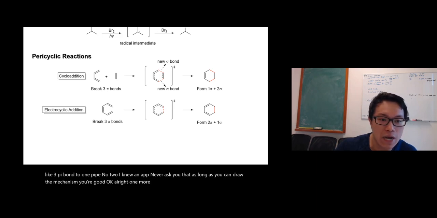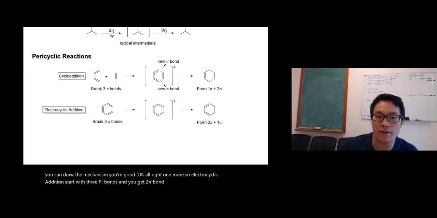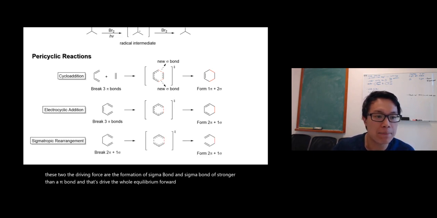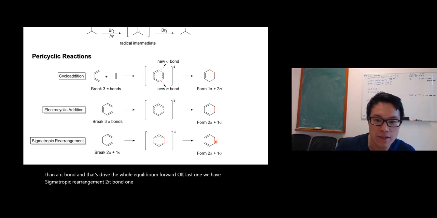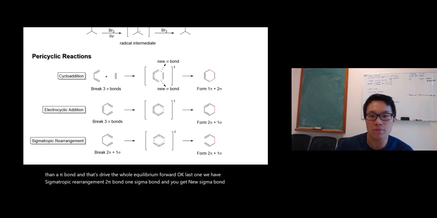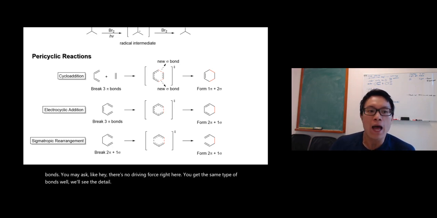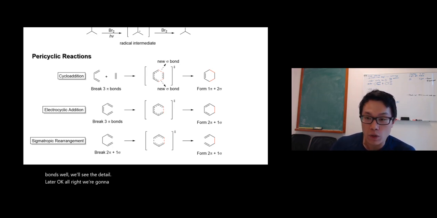So electrocyclic reaction starts with 3 pi bonds, and you get 2 pi bonds and 1 sigma bond at the end. For these two, the driving force is the formation of a sigma bond, and sigma bonds are stronger than pi bonds, and that drives the whole equilibrium forward. Last one, we have sigmatropic rearrangement: 2 pi bonds and 1 sigma bond, and you get a new sigma bond and 2 pi bonds. You may ask, hey, there's no driving force right here. You get the same type of bonds. Well, we'll see the detail later.